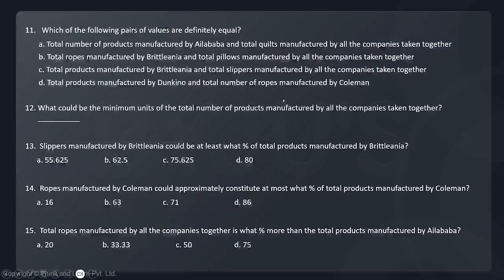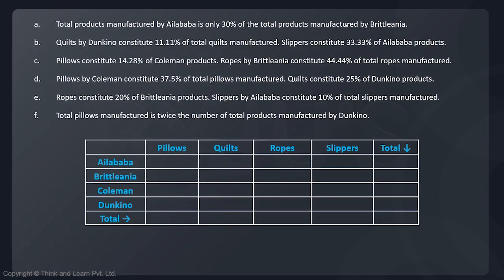Okay, let's look at the types of questions asked. One of the questions is, which of the following pairs of values are definitely equal? Then we have a theta, then in the 13th one we have something definite, the 14th one again definite, the 15th again definite. So overall this set looks like it's going to be somewhere between easy to moderate. Okay, so let's start with the table.